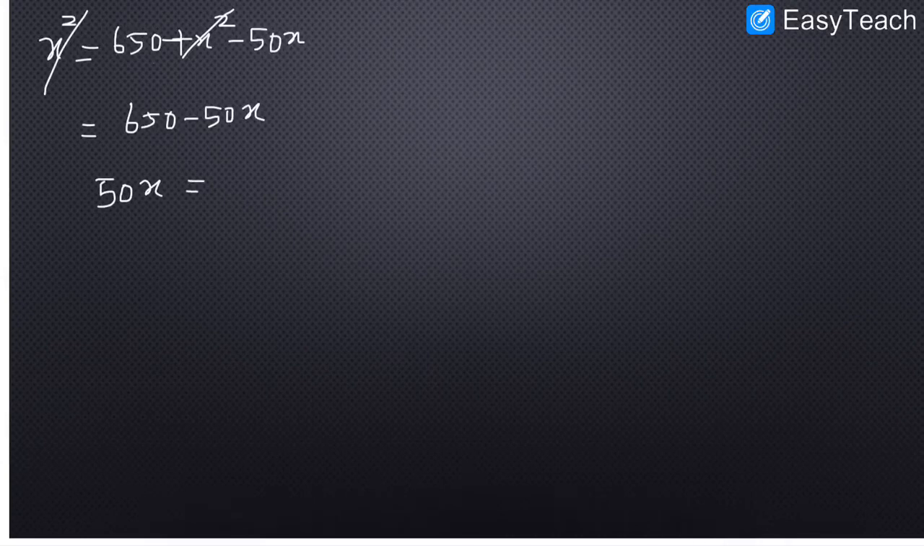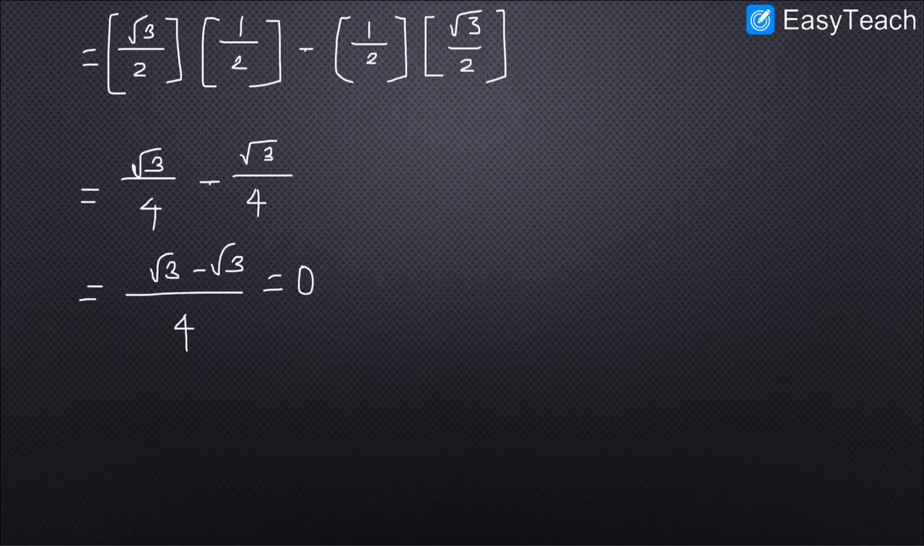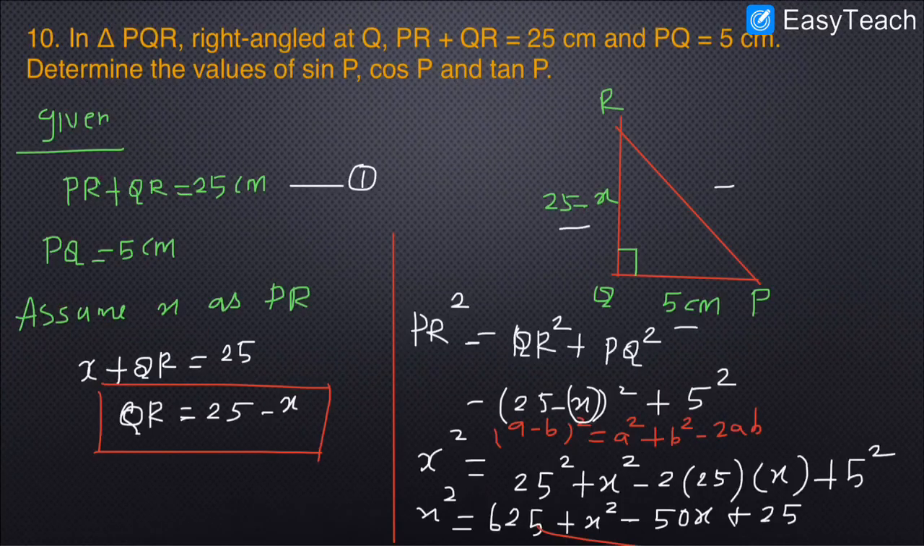If I bring the 50x to the other side, minus 50 turns into plus 50x, equals 650. So x equals 650 by 50, then x equals 13. So what is x here? PR, right? Let's substitute the value 13 for PR.